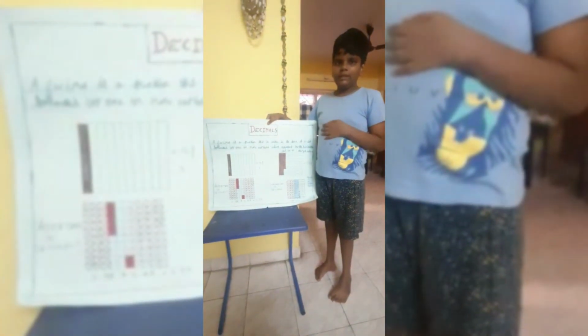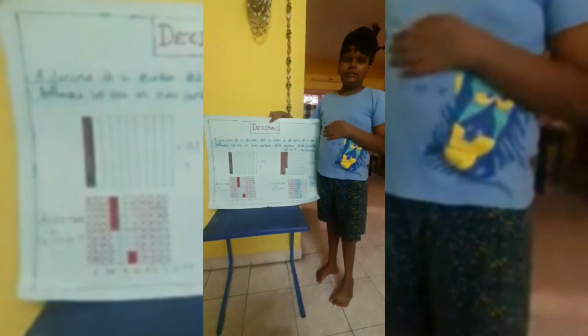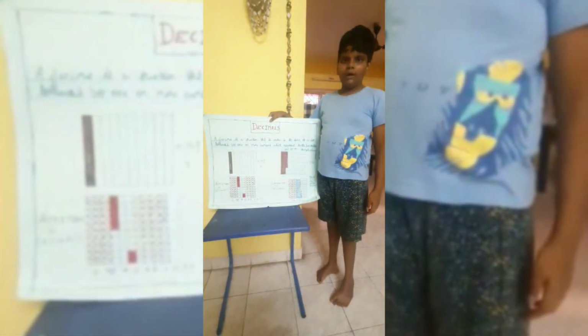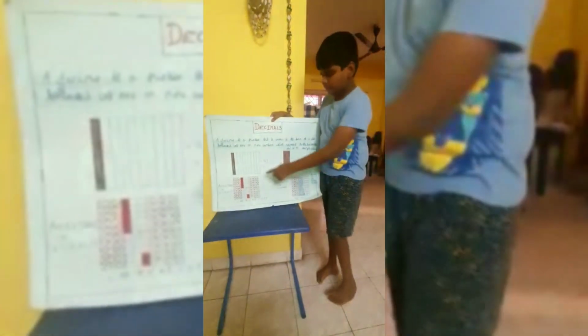Hi, my name is Sohan. I want to tell about decimals. A decimal is a fraction that is written in the form of a dot, followed by one or more numbers, which represent tenths, hundredths and so on. Example below.